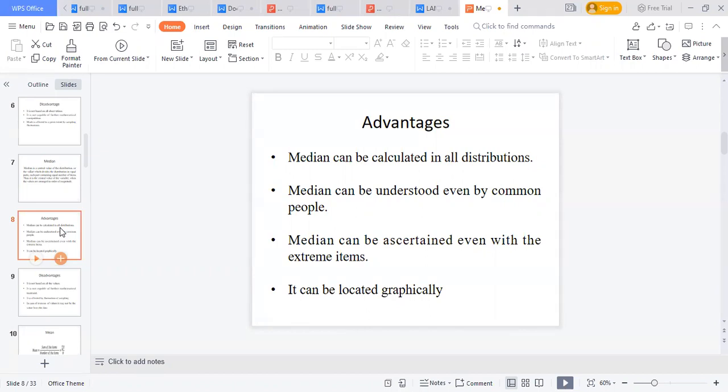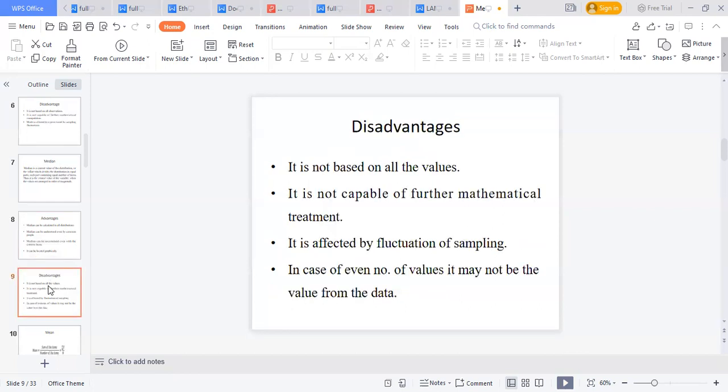So median can be ascertained even with extreme items. There could be a case where the majority of the individuals in that distribution are aged between 20 and 26. Then you find that within that group, there's one person who is aged 89. So that big age, when you're identifying the median, that big number won't affect your result at all, or what the median is. It won't be affected.